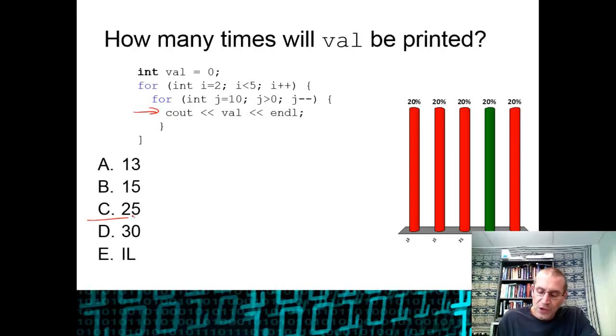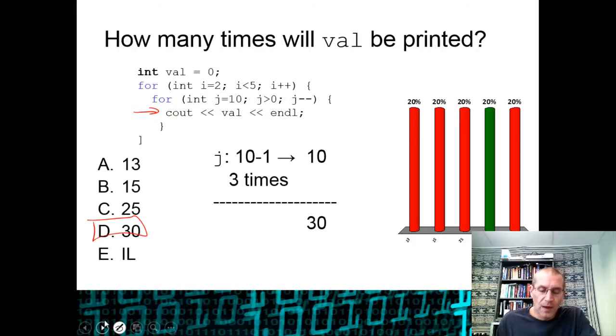Okay, well, the answer is it's going to do 30 times. And what we can see is that each time j goes from 10 to 0, well, it has to be greater than 0, so it's actually going to go from 10 to 1, which is 10 iterations. And then it does it 3 times because i has a value of 2, 3, and 4, and then it will no longer be 5. So that's going to be 3 times. So 10 times 3 is 30, so it's going to be 30 iterations.